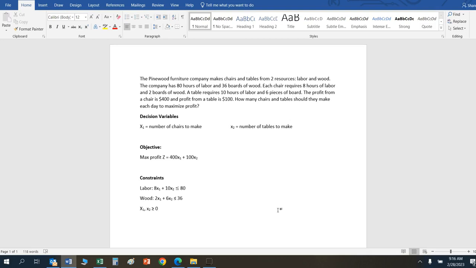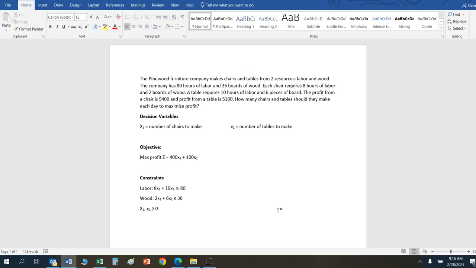Each chair requires 8 hours of labor and 2 boards of wood. A table requires 10 hours of labor and 6 pieces of wood. The profit from a chair is 400, and the profit from a table is 100. How many chairs and tables to maximize profit?